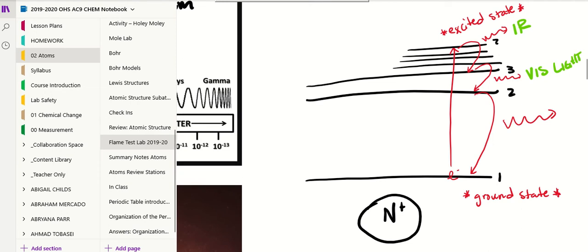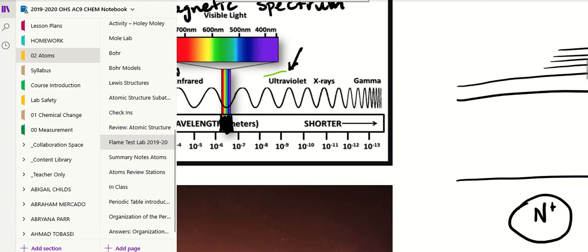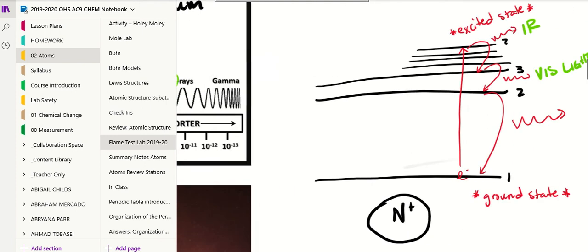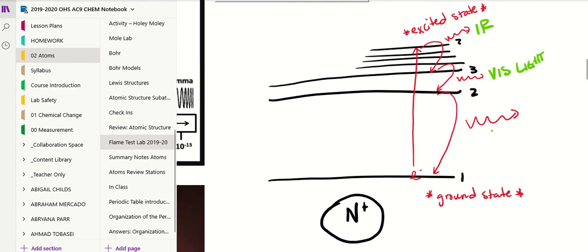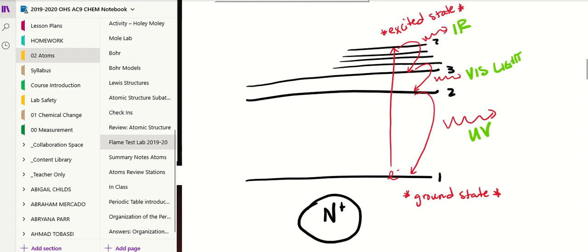And if I have an electron fall all the way back to the first energy level, this is a pretty big gap. What do you think will be given off? What's higher energy than visible light? Ultraviolet. So anything falling down to energy level 1 will give off ultraviolet radiation. So here is the essence of what you're doing today with the flame test lab.